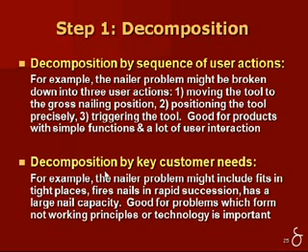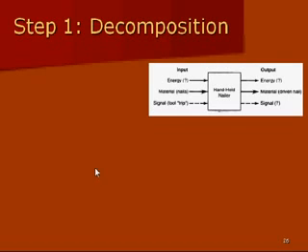Another way is to decompose by customer needs. And this is good for problems for which form is the most important part, and maybe the working principles of the technology are a little bit less important. So, for instance, we can say that we're going to decompose this by customer needs, which are: we want the nailer to fit into tight places. We want it to be able to fire in rapid succession and have a large nail capacity. This may not be the best way to break down this particular nailing application.